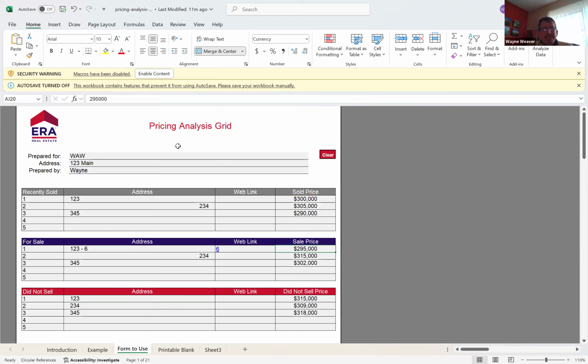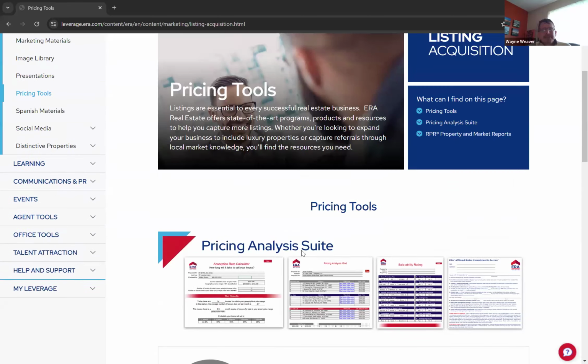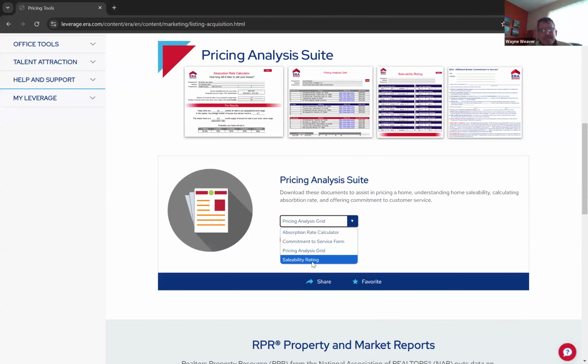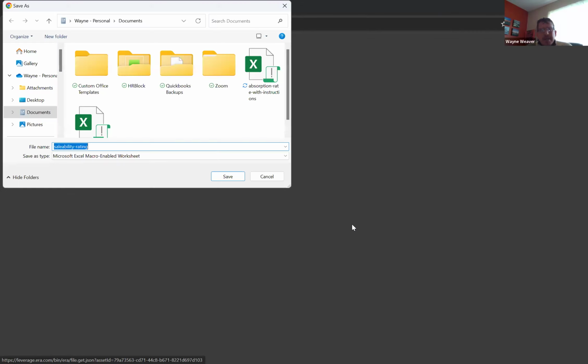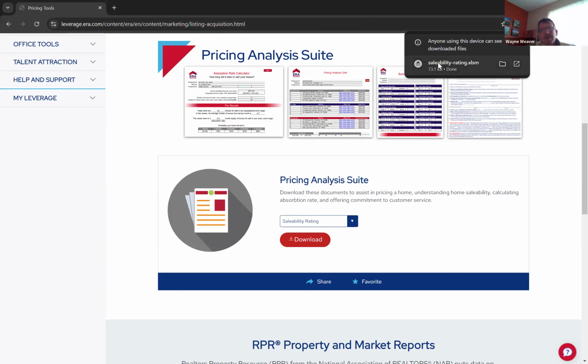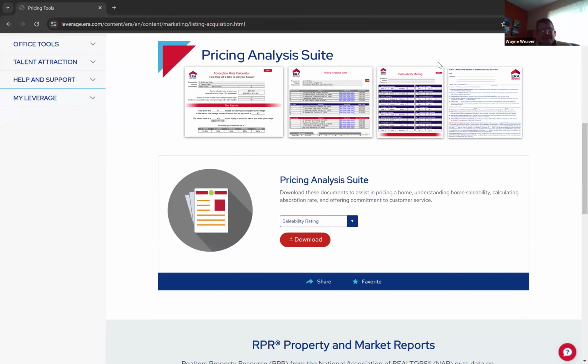So this one, the pricing analysis grid. Right, we're going to go back now. So back to leverage, scroll down. This time we're going to check out the saleability rating. This is kind of a neat form, not really to do with price, but more to do with making the home more saleable, I guess. You'll see if you haven't seen this, when we take a peek at it. All right, so let me just pull this one up.